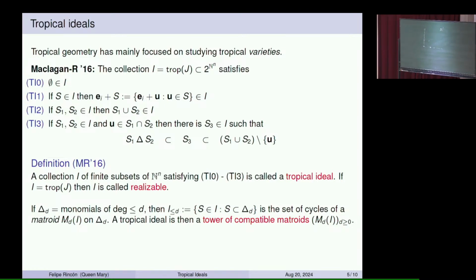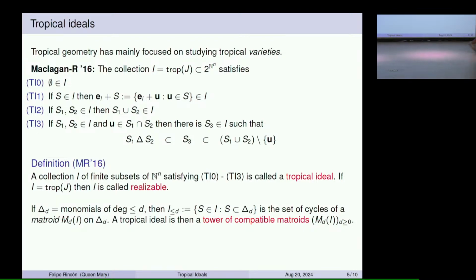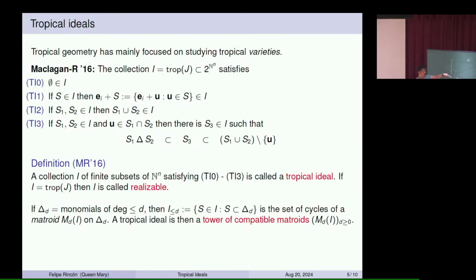But they need to be compatible in the sense of T1. That if you have a cycle, a union of circuits in this matrix, and you move it up, then you should see a union of cycles in the next matrix. But that's one way of thinking what a tropical ideal is.